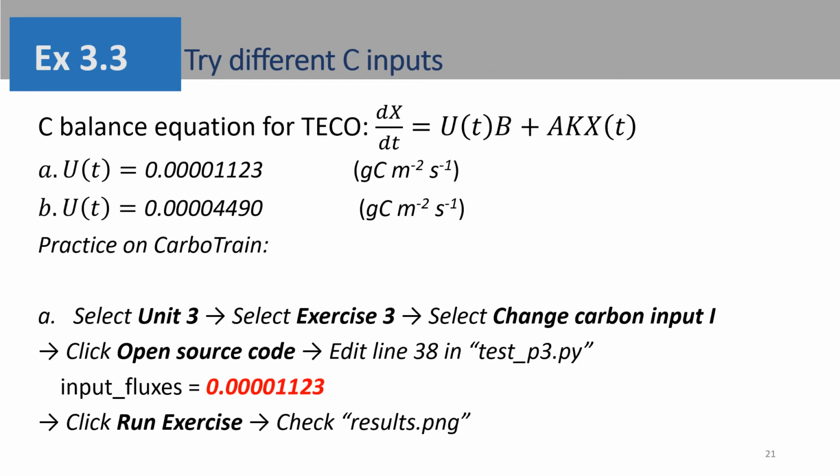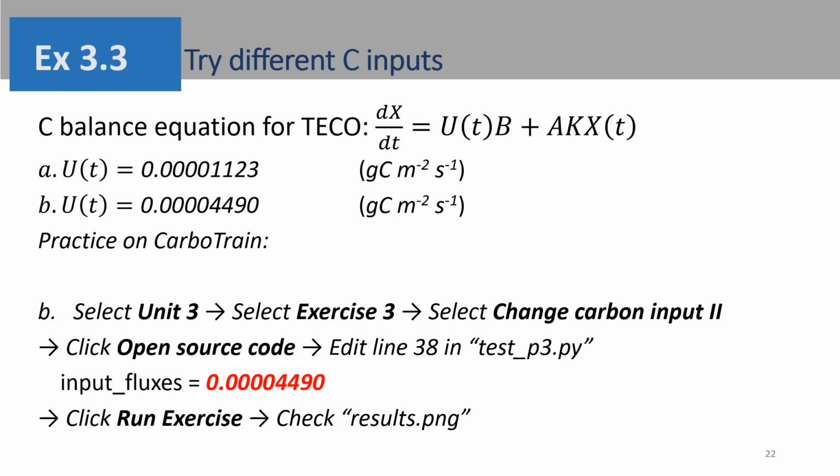This is the third task in exercise 3. Let's try different carbon inputs. Change the case to change carbon input 1. By clicking the open source code, let's edit the source code on line 38. Replace the carbon input value with the number we provided on the slide. Then click Run Exercise and check results.